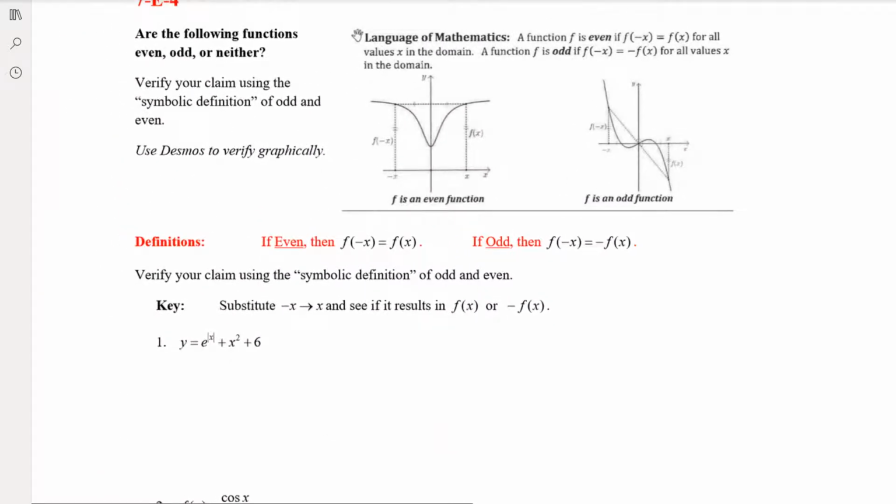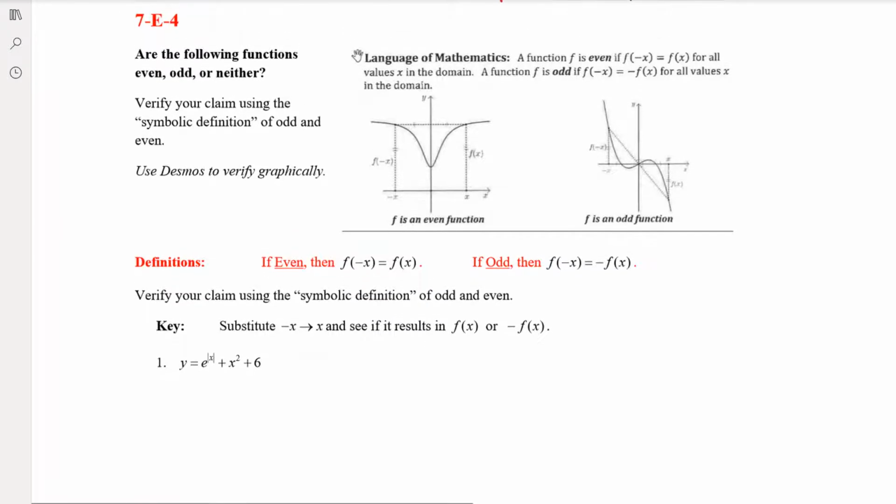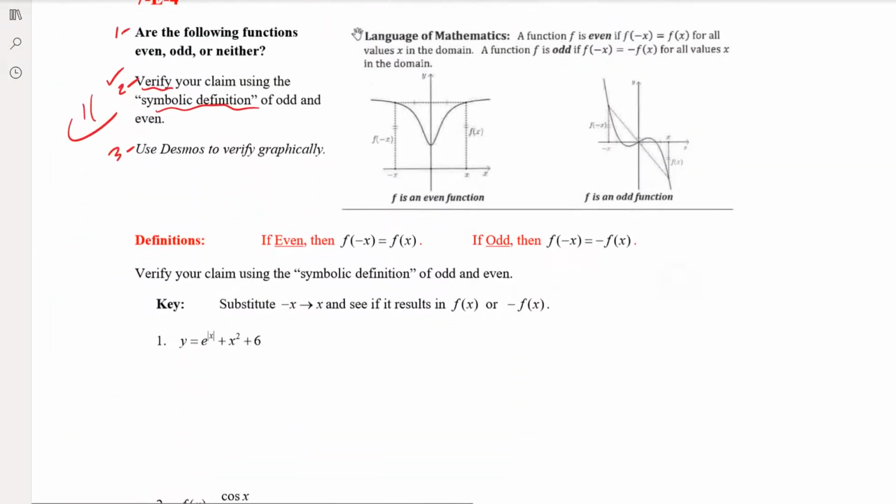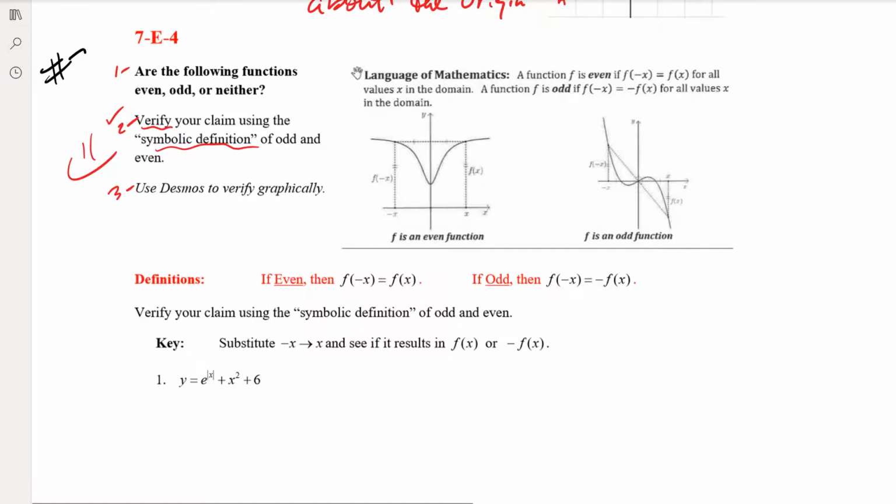Now in 74, we're getting more algebraic and more symbolic. In this activity, we want to figure out whether the following functions are even, odd, or neither. We want to verify your claim by using the symbolic definition, and then we're going to use Desmos to verify graphically. So step 1, step 2, step 3. This one happens to be number 7. I forgot to put the numbers in. So, problem number 7.